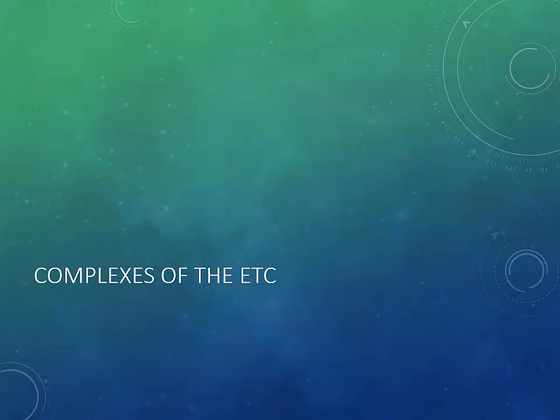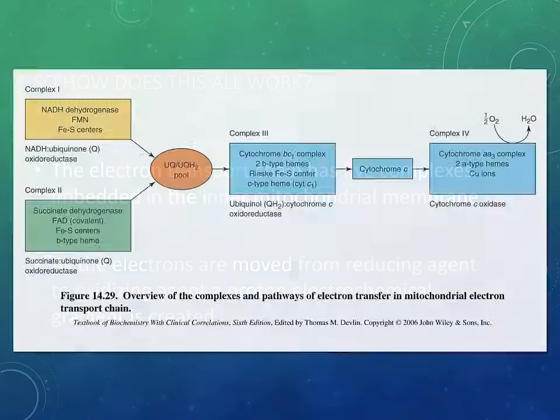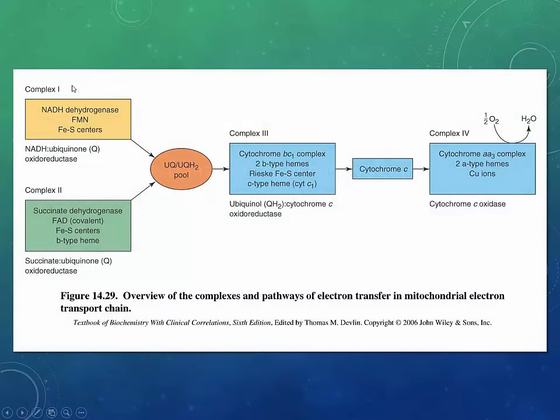All right, so with that out of the way, let's now lastly look at the complexes of the electron transport chain. So how does this all work? There are 5 complexes in the electron transport chain that are used to make ATP. Now, one of those complexes does not move electrons at all, and I don't mean it moves protons back into the matrix, so it's not really an electron transporter. As the electrons are moved from reducing agent to oxidizing agent, we're going to make the proton electrochemical gradient. So overall, here's how it works.